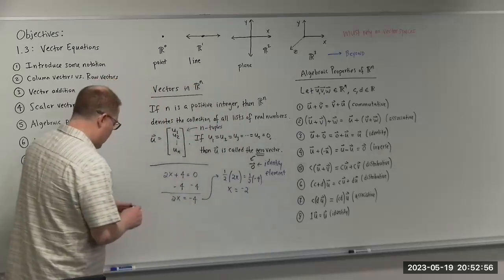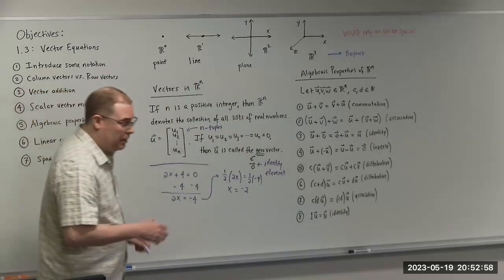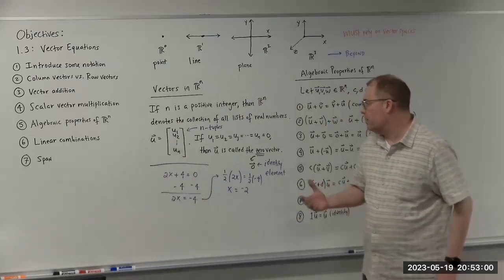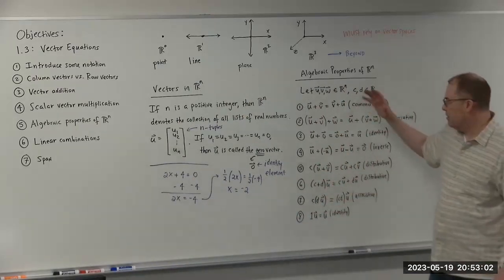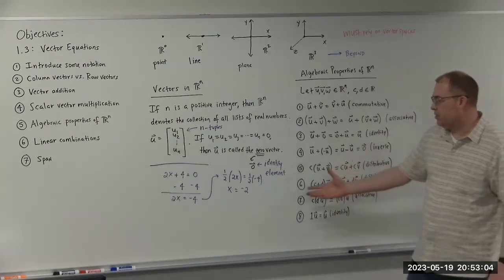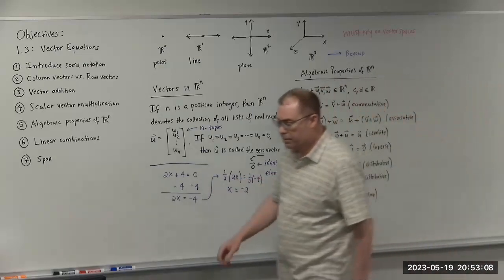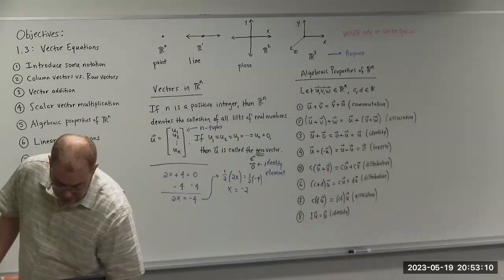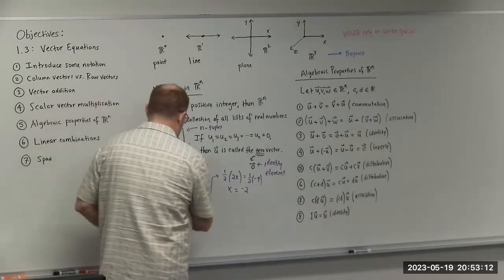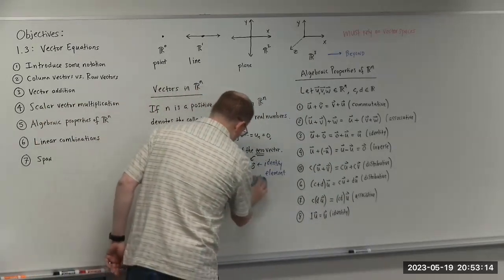So in essence, that is why these axioms are very important, because you can do things like this in terms of vectors. Very, very important. All right, so a little bit of flashback there.